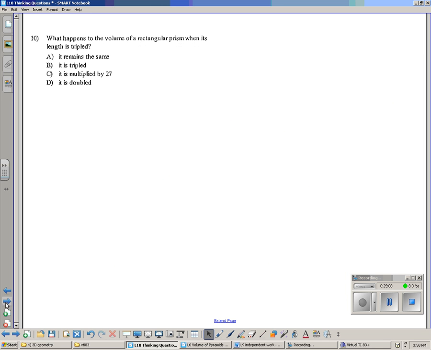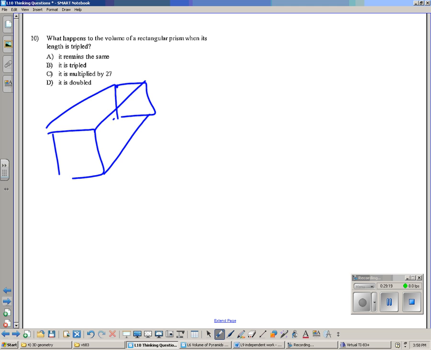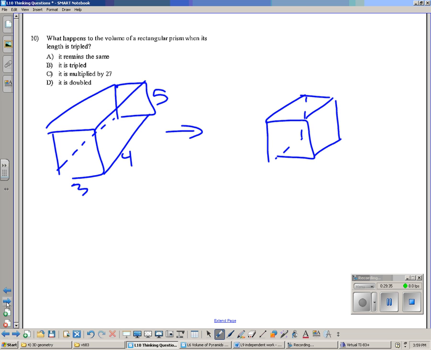All right, number 10. What happens to the volume of a rectangular prism when its length is tripled? So we'll make an old prism up. Here's an old prism, and we'll make up numbers. So 3, 4, 5. And then we want the length to triple, so maybe it'll become 9, 4, and 5. I know I'm not drawing this to scale.